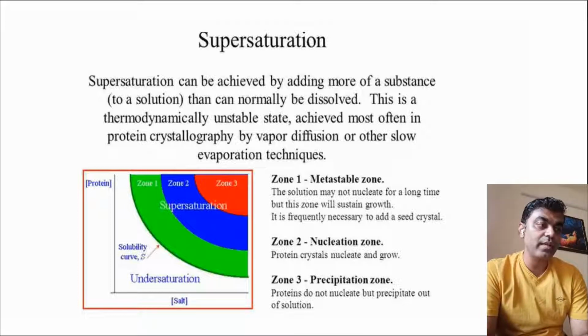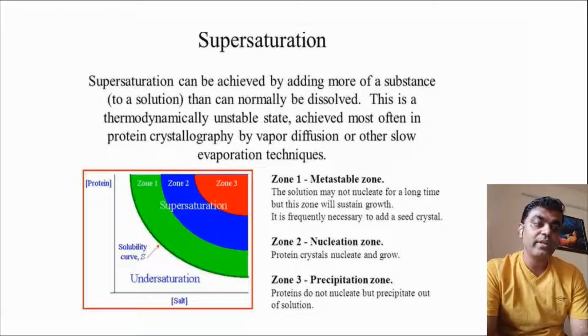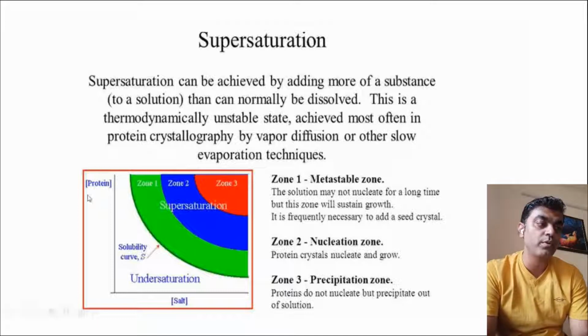The second zone is the blue zone. The blue zone is the nucleation zone. Now what is nucleation? It is where protein crystals nucleate. I'll come to the nucleation process also in the next slide. Where the protein crystals, each of these units you see, started forming and then keep growing. So this is the blue zone, where you find the crystals have started nucleating and gradually growing.